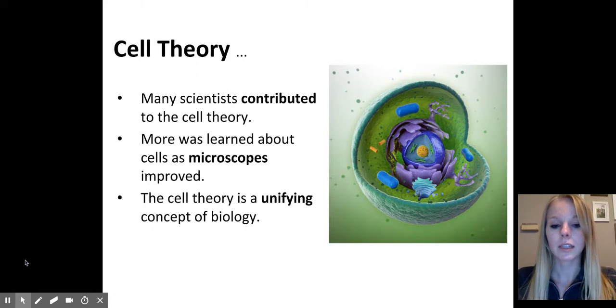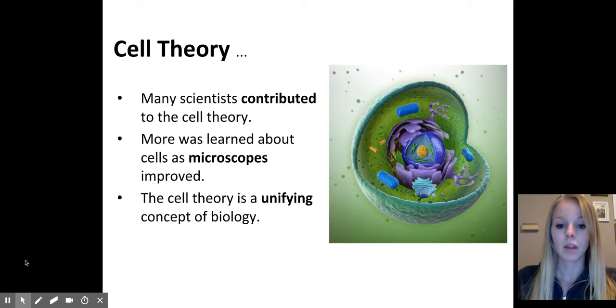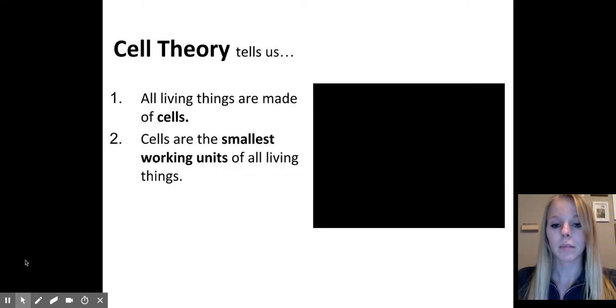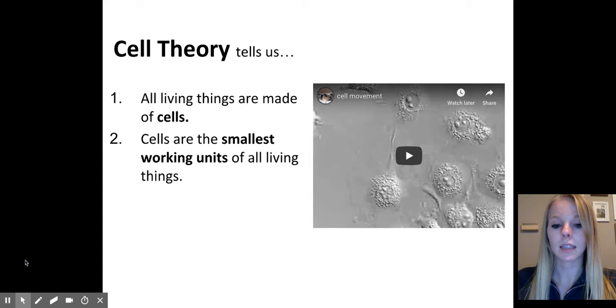The cell theory is considered a unifying concept of biology because it's true for all living things. Your first key word is specialized. There are 3 parts of the cell theory. The first is that all living things are made of cells. The second part of the cell theory states that cells are the smallest working unit of all living things. This means that each individual cell is alive.